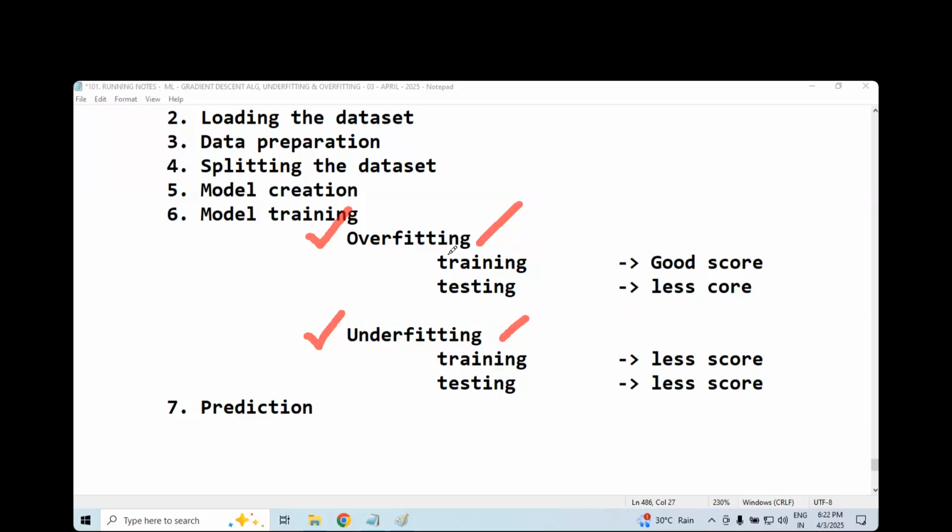But when it comes to underfitting, anyway there is a less score during training only. Why would we send it for prediction? We never send it, right?